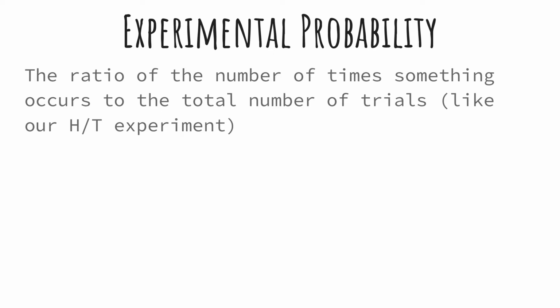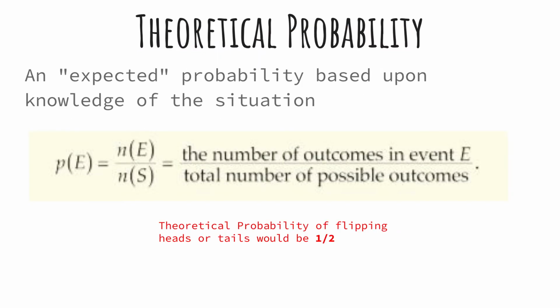Okay, so another vocabulary word is experimental probability. Experimental probability is when you run an experiment and you just write down the ratio of the number of times something occurs to the total number of trials. This would be just like that example that we just did, the heads and tails. That would be considered an experimental probability because those were the results that we got when we ran the experiment.